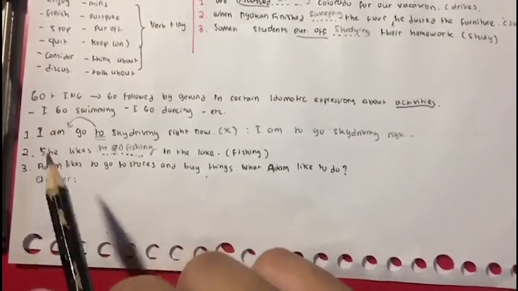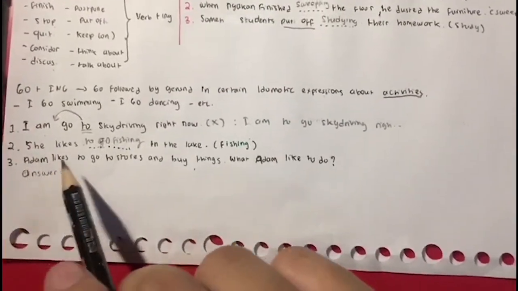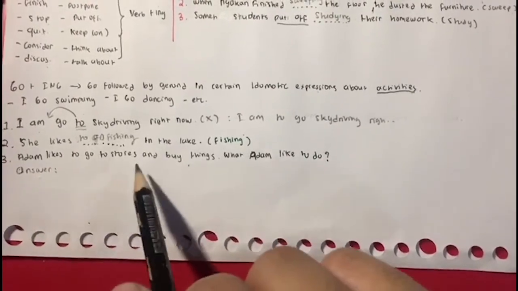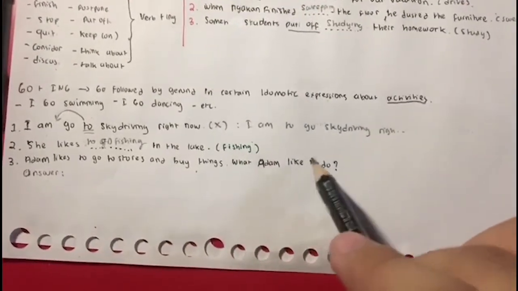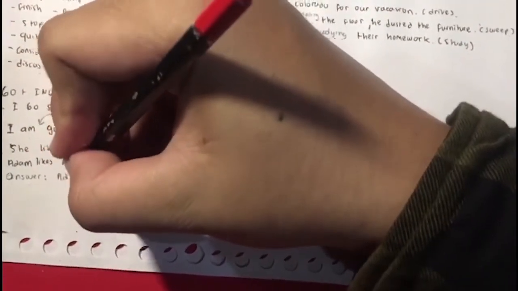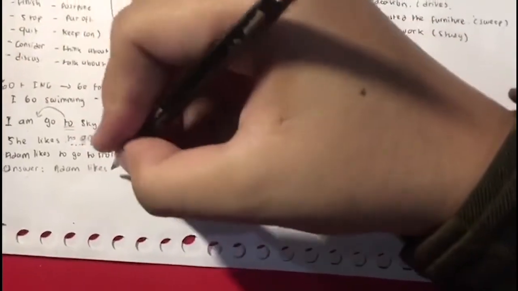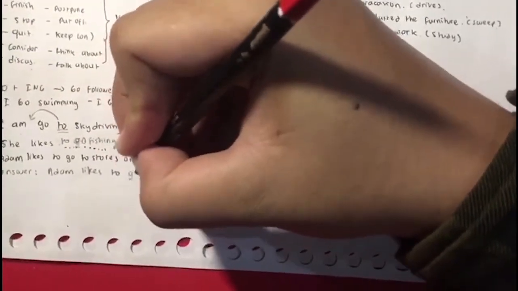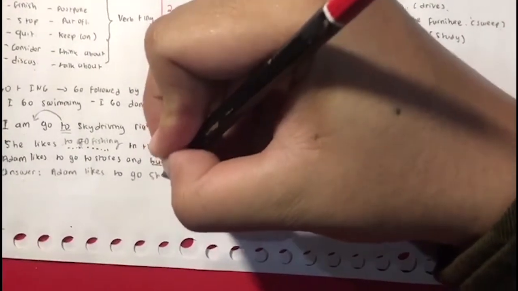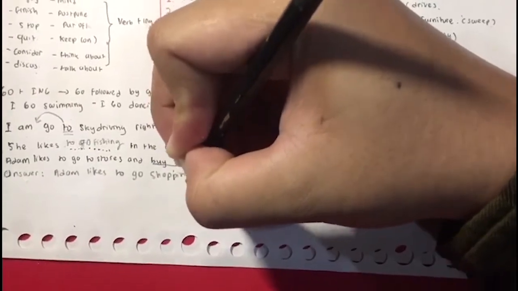The third example. Adam likes to go to the store and buy things. What does Adam like to do? The answer is Adam likes to go buy things. Buy things is identical with shopping. Okay, that's all.